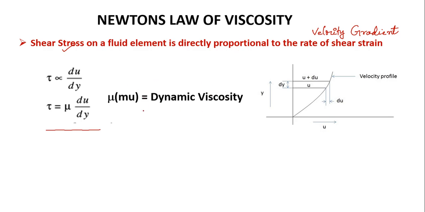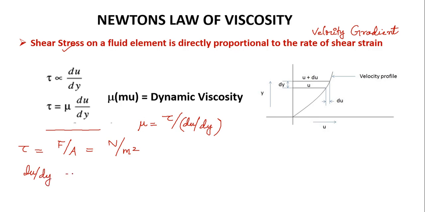Now we will calculate the unit of dynamic viscosity. Okay, so from this expression we can write mu is equal to tau divided by du by dy. So now we will first see the unit of tau. Tau is force by area. Unit of force is Newton. It will be Newton per meter square. And du by dy, the unit will be, du is velocity, meters per second, dy is meter.